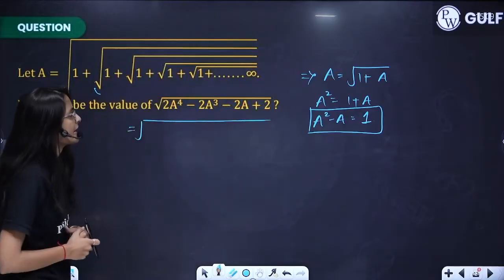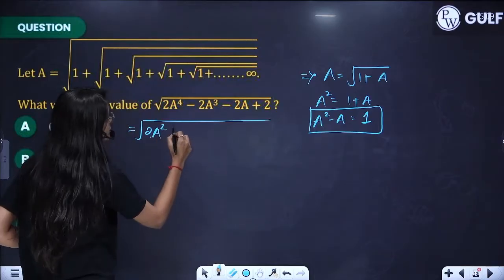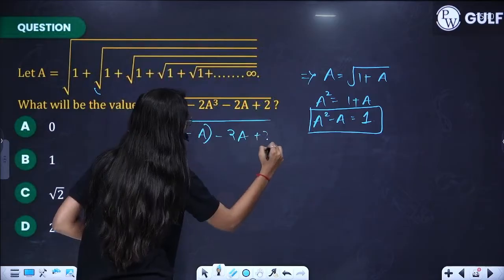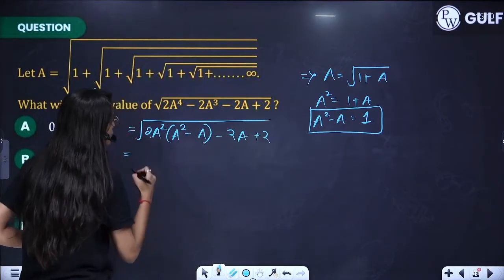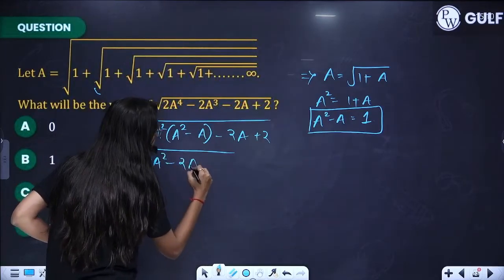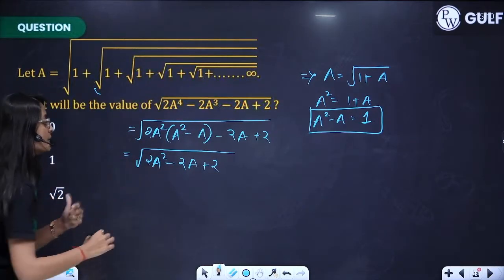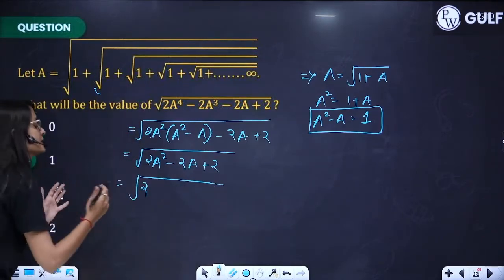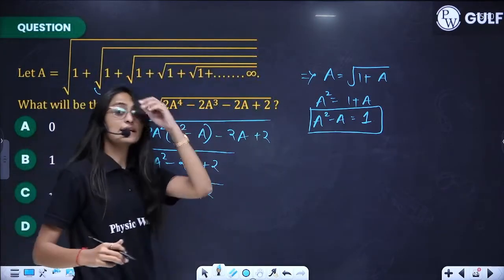From this, can we take a raised to 2 common? Okay, 2a square. If I take 2a square common, I'm getting a square minus a. From the first two terms, I have taken common. So, a square minus a, I already have the value is equal to 1. So, again, 2a square minus 2a plus 2. Again, I can take 2 common, just 2 will be common. A square minus a plus 2. A square minus a is again 1, kids.